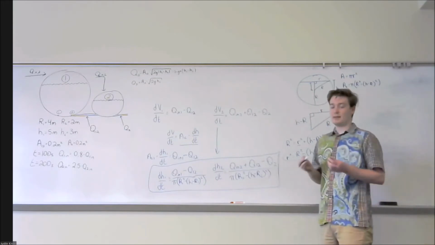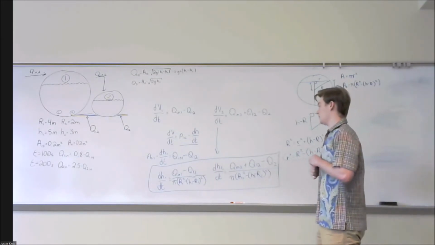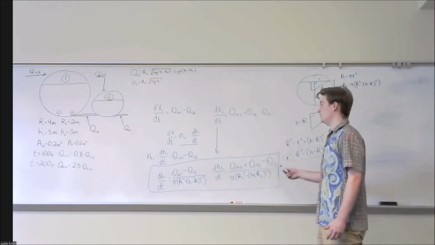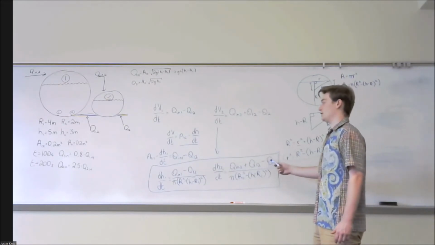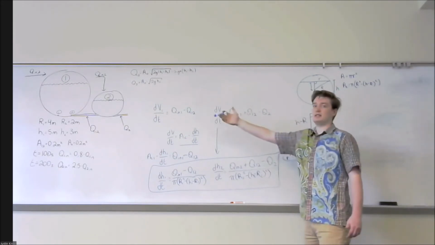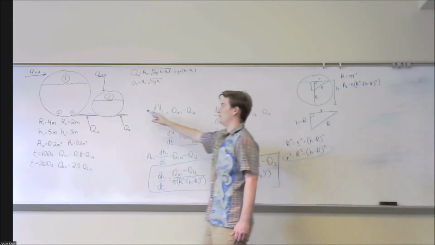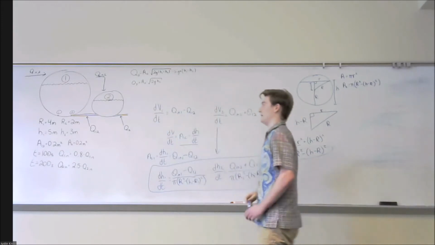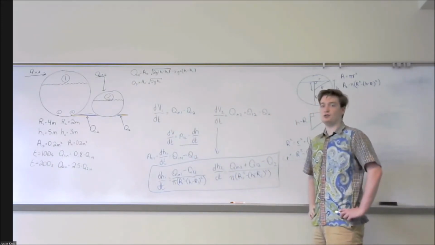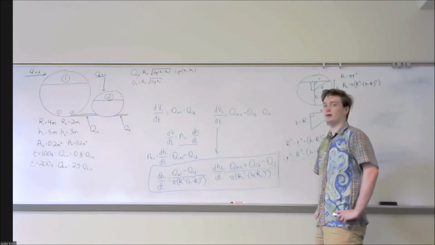The next part of the problem being, we will use these two equations within Google Colaboratory. We're going to use Python to solve and graph the heights and the flow rates of these two tanks with respect to time. So I'm going to go and get onto Google Colaboratory, and I will see you there.